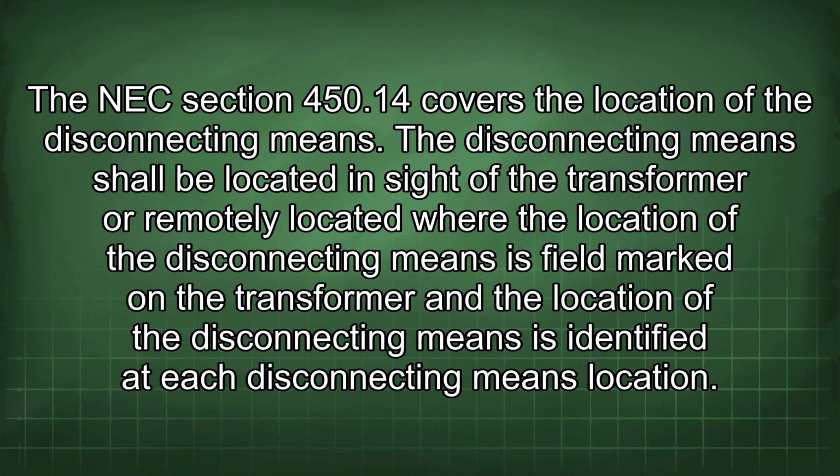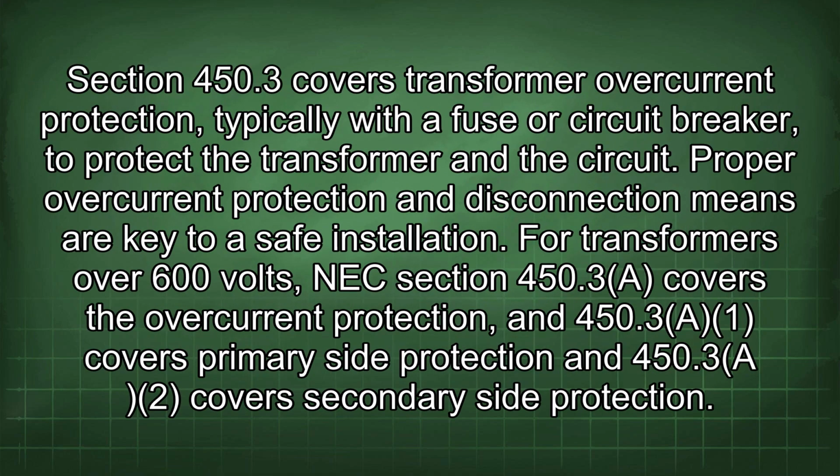The disconnecting means shall be located in sight of the transformer, or remotely located where the location of the disconnecting means is field marked on the transformer and the location of the disconnecting means is identified at each disconnecting means location. Section 450.3 covers transformer overcurrent protection, typically with a fuse or circuit breaker to protect the transformer and the circuit. Proper overcurrent protection and disconnection means are key to a safe installation.